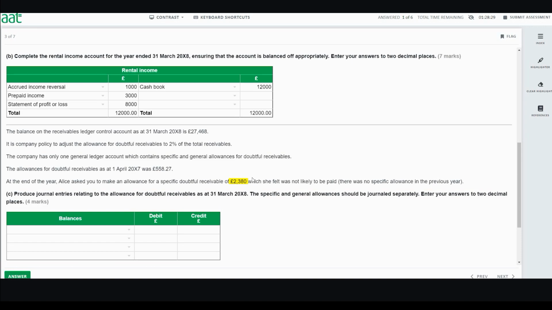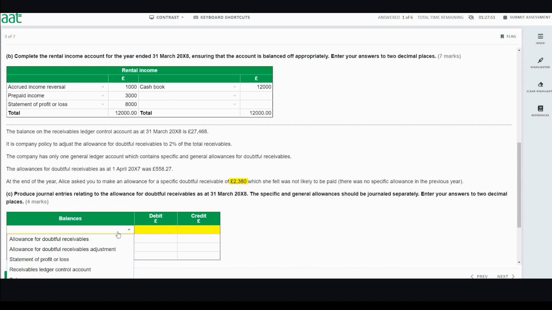So times that by 2% and you get £501.76. We've actually got a provision in at the minute for £558.27. That means we've got a difference of £56.51. So we need to reduce this doubtful debt provision by £56.51.